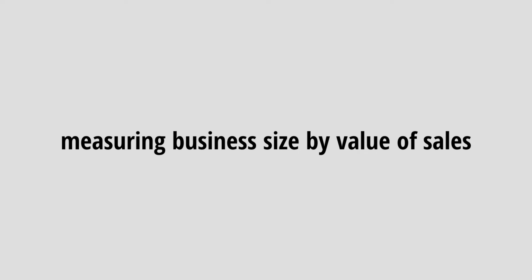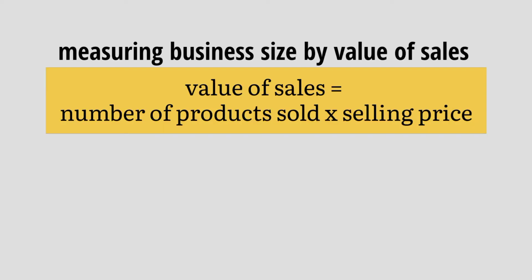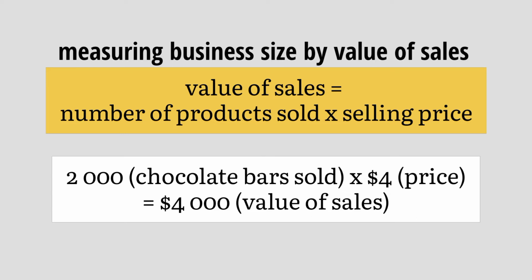Measuring business size by value of sales. Value of sales means quantity or number of products sold, times the selling price per item of the product. For example, 2 million chocolate bars are sold at $2 per bar. Therefore, the value of sales of the business is $4 million.